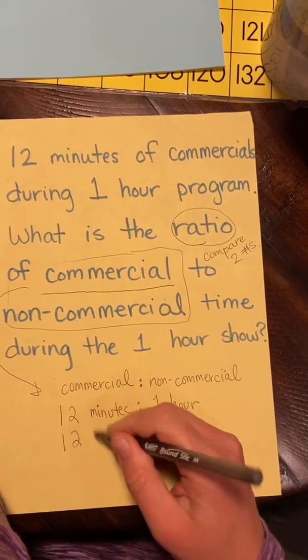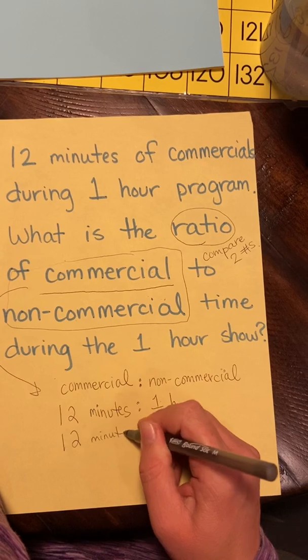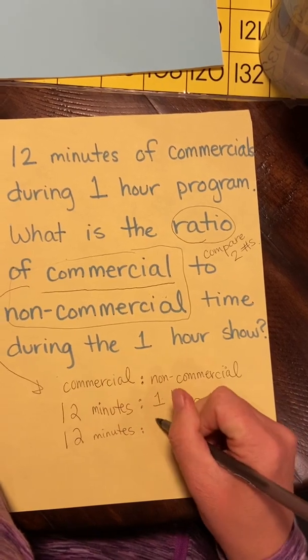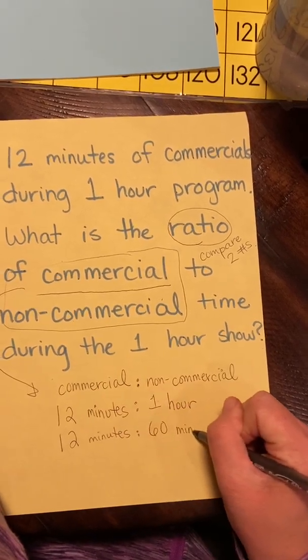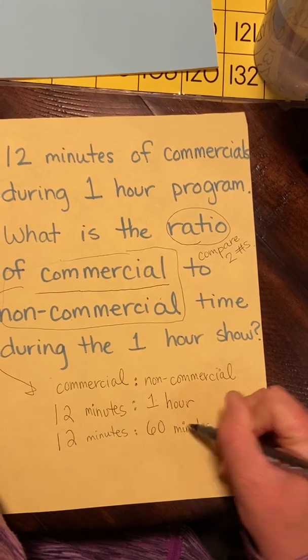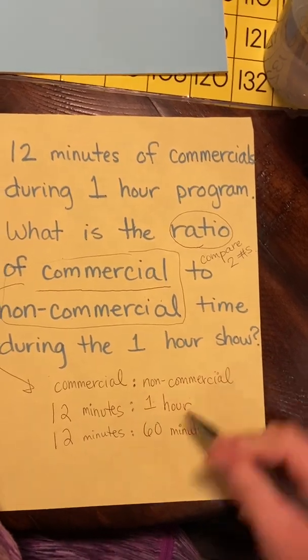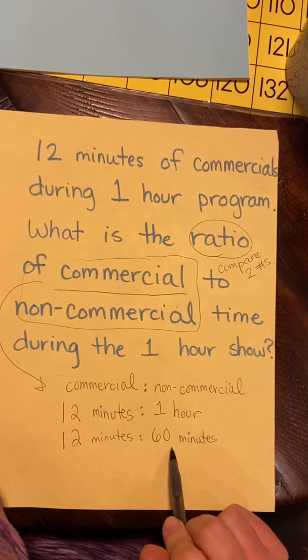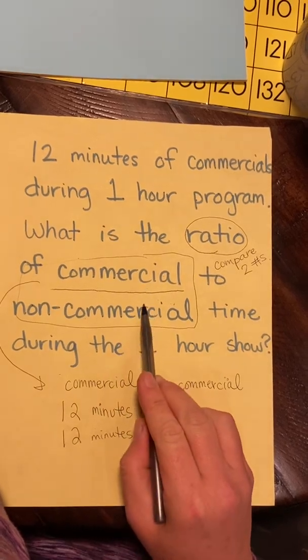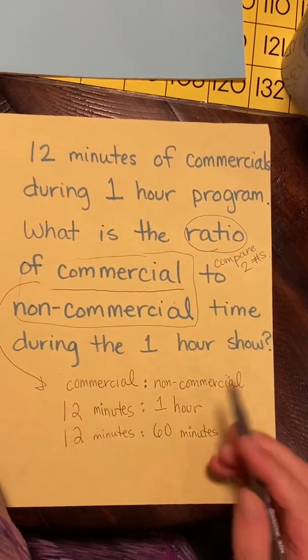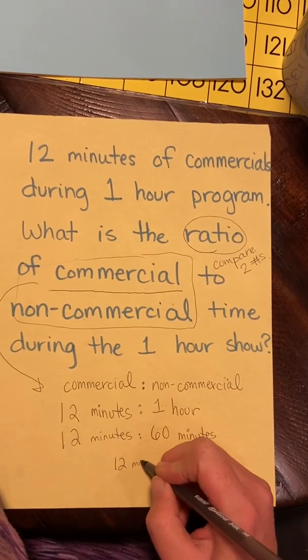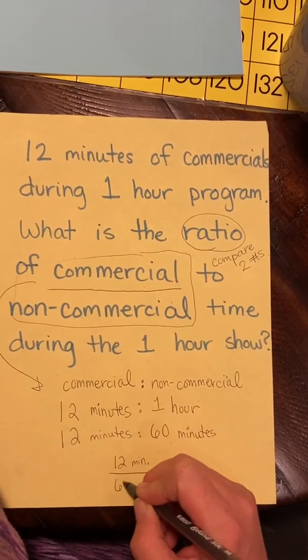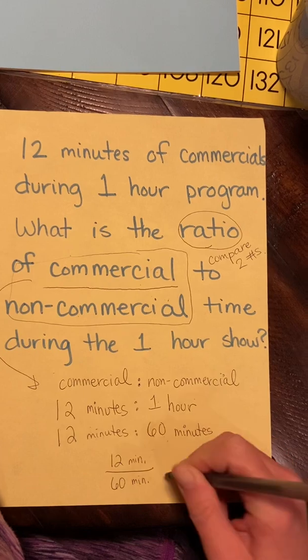So I have 12 minutes for every 60 minutes, because 60 minutes is 1 hour. Now these are easier to compare. Now I can take this commercial to non-commercial. So I'm going to write this ratio as a fraction. I have 12 minutes over 60 minutes.